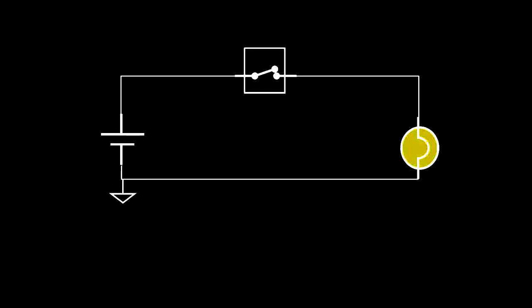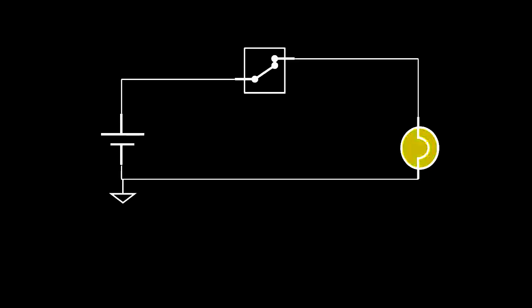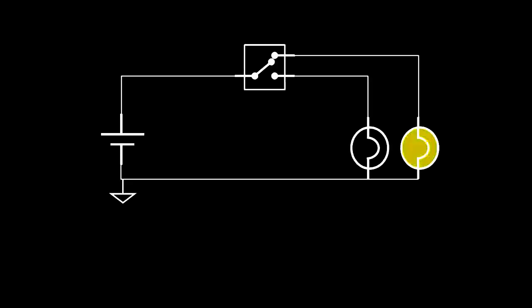You could also get something called a normally closed switch, which would be something like this. So normally the lamp is on, and when you push the button, the lamp turns off. A good example of this kind of switch would be the switch that controls the lights in your refrigerator. When you open the door, the switch is released and the light turns on. When you close the door, the switch is pressed and the lamp turns off.